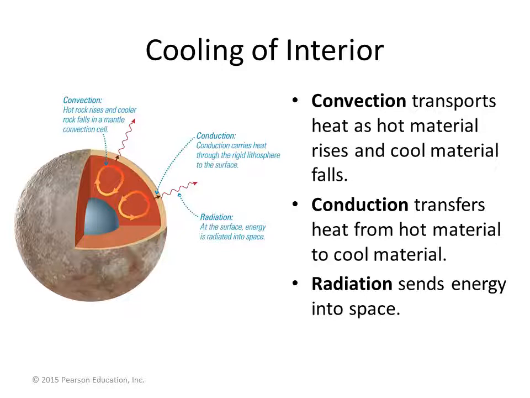There are three ways the heat's transferred within the Earth. Convection transports heat as hot material rises and cool material falls. That's a natural process. It happens in the Earth's atmosphere too. Conduction transfers heat from hot material to cool material by contact. In other words, as they're touching each other, they'll conduct heat. And finally, radiation sends some of that energy into space. So some of the thermal energy that the heat has had trapped inside, and is reaching the crust and eventually the surface, is radiating back into space.